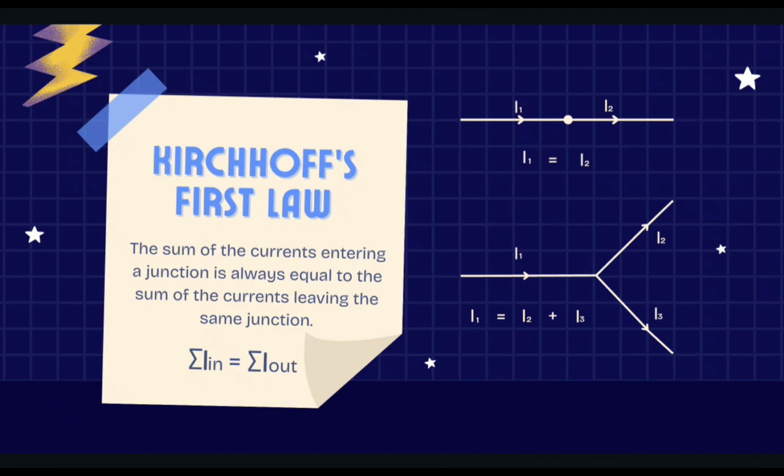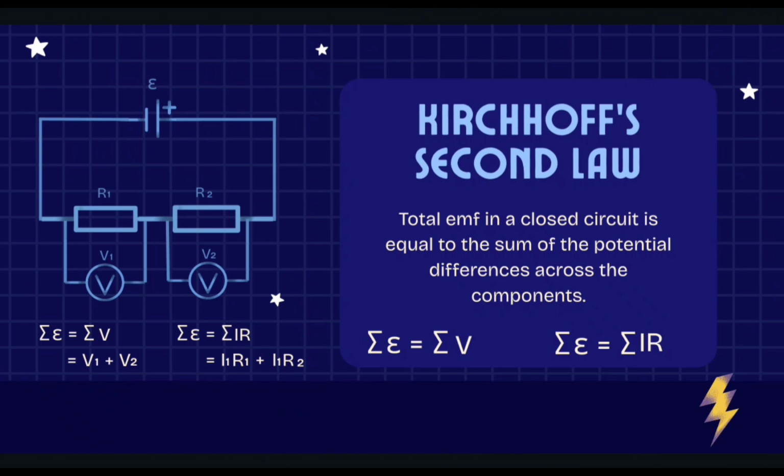Now that we know what happens at junctions, let's look at what happens around a complete loop in a circuit. It states that the total electromotive force or EMF in any closed loop of a circuit is equal to the sum of the potential differences across all the components in that loop. In other words, the energy supplied by the battery is completely used up by the components like resistors, lamps, or other devices in that loop.